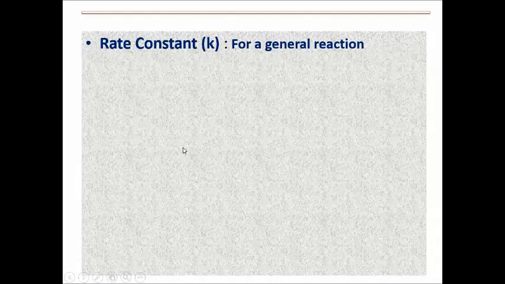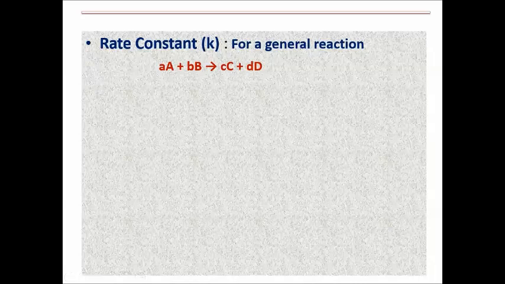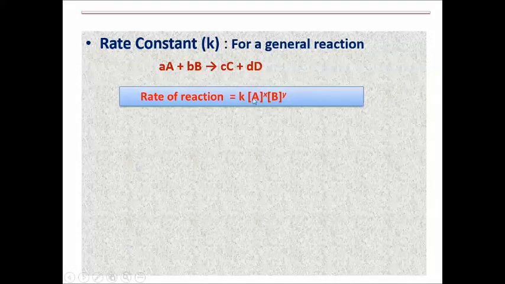Now, next is the rate constant. If we write a general reaction, as before, aA plus bB giving cC plus dD, and we want to write the rate constant, first we want the rate of the reaction. And the rate of a reaction is equal to what? K into molar concentration of A raised to x, molar concentration of B raised to y.